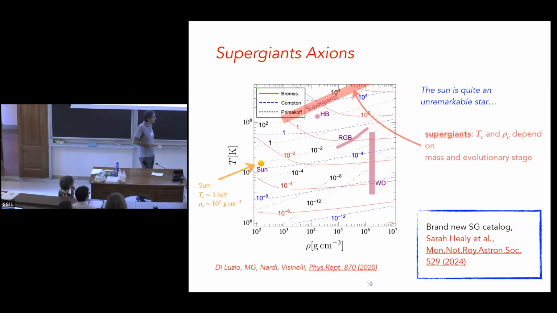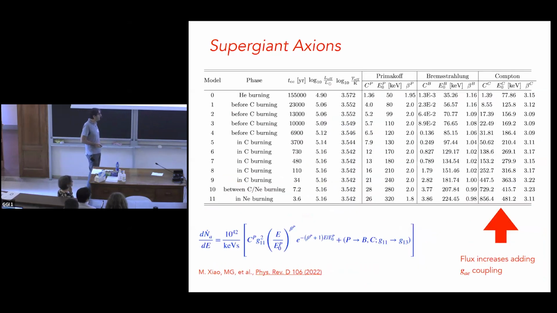So there is, by the way, a catalog that just this year came out. This catalog of supergiants. So there are several supergiants close by, meaning a few hundred parsecs from us. And one thing I want to show is something quite interesting about being able to see supergiants through axions, right? So suppose that we have a telescope good enough to see axions from supergiants. Now let's look at a simulation.